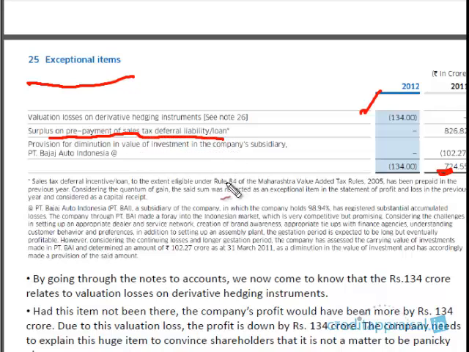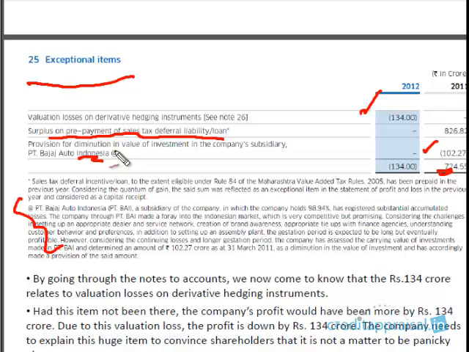Okay, so last year also we had something called exceptional loss. In that case it was a provision for diminution in value of investment in the Indonesian subsidiary of Bajaj Auto. So further details are available here. In case you need further information, it's always available in the schedules. You need to go through this.